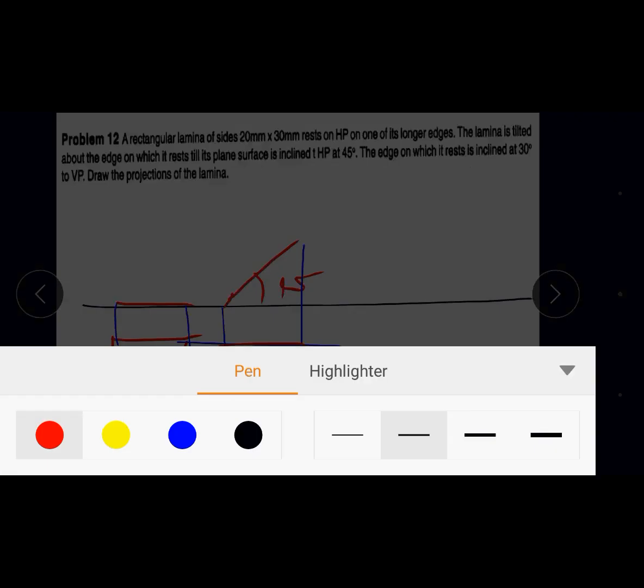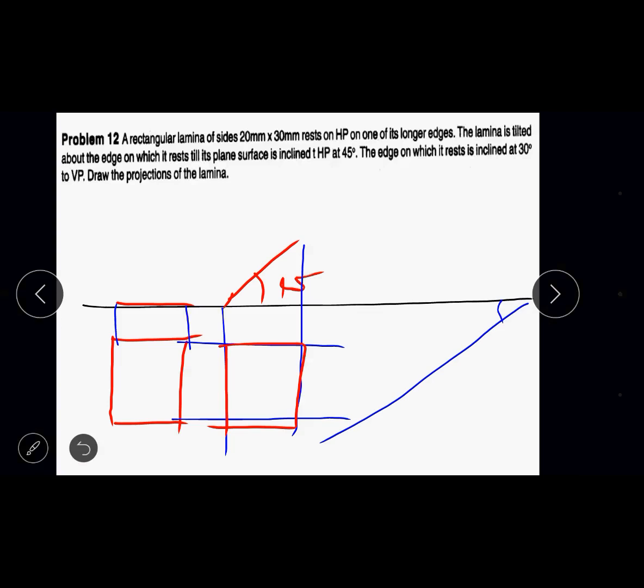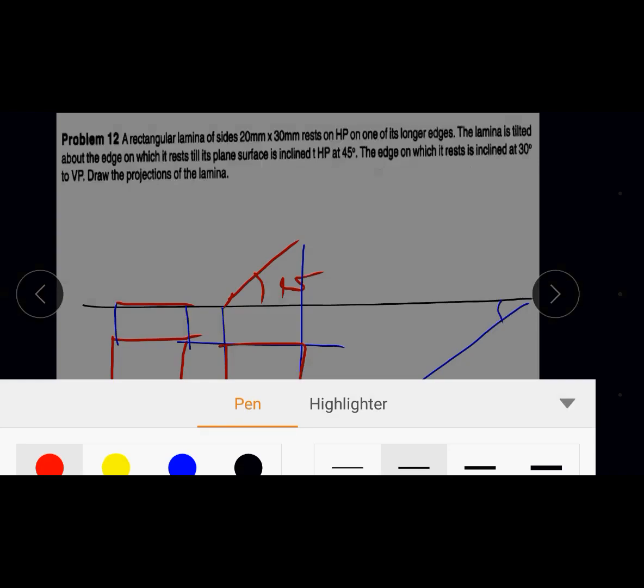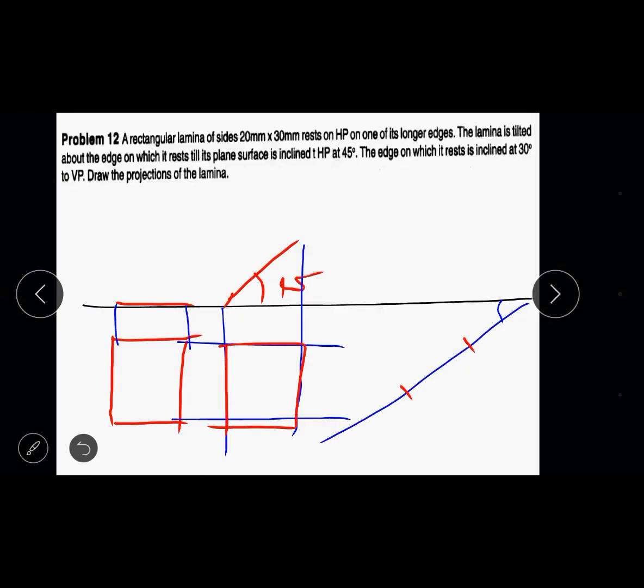First we will construct a 30 degree line. After constructing the 30 degree line, how do we transfer the top view of the lamina in the third step? First construct the 30 degree line and measure the longer edge. Obviously your longer edge will be 30 mm. So mark this 30 mm line, A to B. A to B is 30 mm.